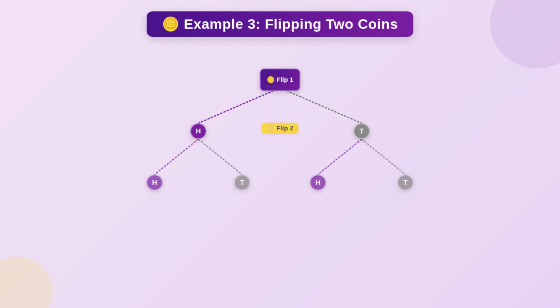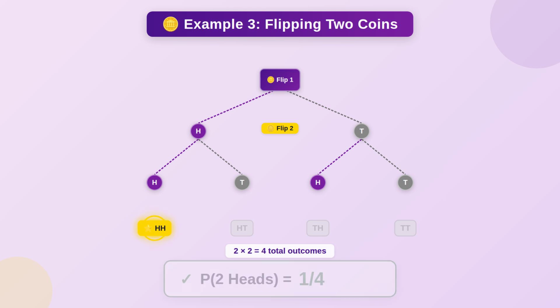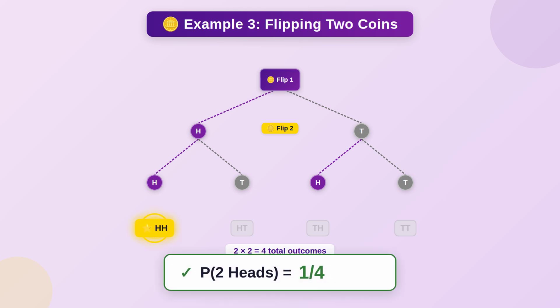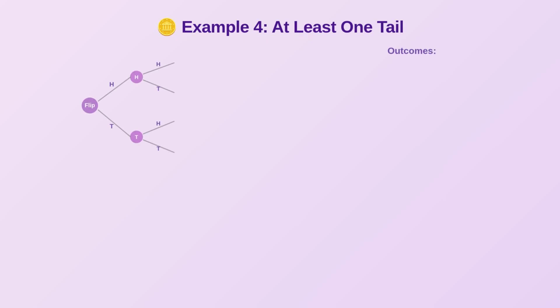Let's try a classic. What's the probability of getting 2 heads when you flip 2 coins? First, build the tree. Coin 1 gives heads or tails, 2 branches. From each, coin 2 also gives heads or tails, 2 more branches each. Total outcomes, 2 times 2 equals 4. Our 4 outcomes are heads-heads, heads-tails, tails-heads, and tails-tails. We want heads-heads. That's just 1 outcome out of 4. So the probability of flipping 2 heads is 1 out of 4, or 25%.